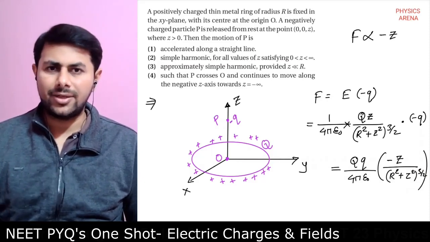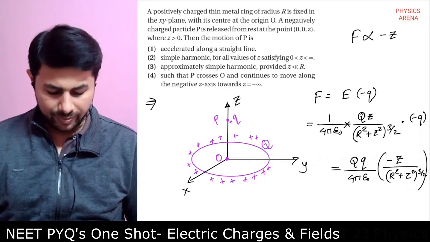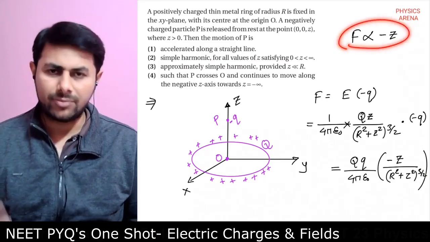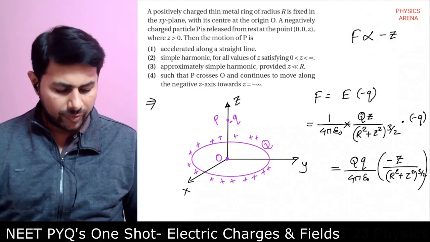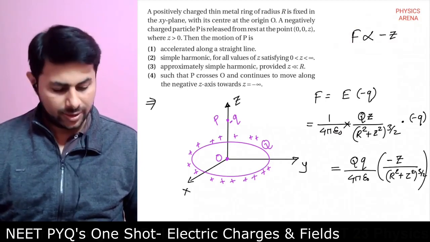Displacement, but it is directed opposite to displacement. So when force is directed to minus z, then only it will be simple harmonic. For all values of z, it cannot be simple harmonic.